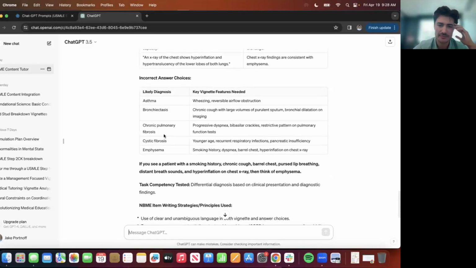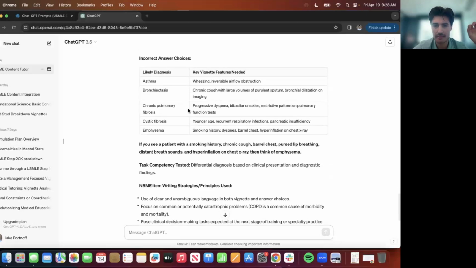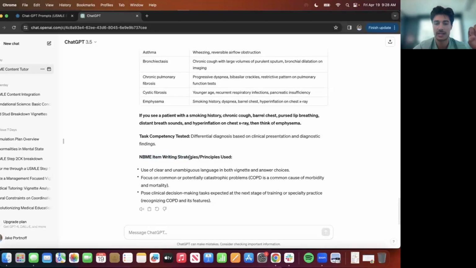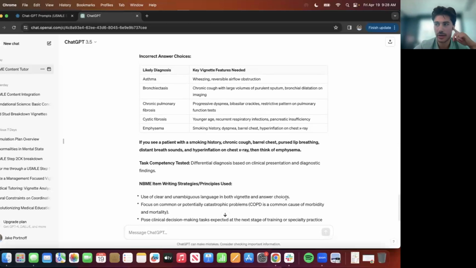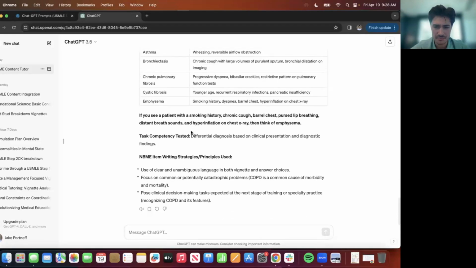So as you can see, it gives a nice summary as you go through this table, and hones in on some of the writing strategies and principles used, as well as the task competency tested for this vignette. And just a quick rapid review, guys: remember emphysema, we have our pan-acinar and our centro-acinar. Remember, smoke, hot air rises, so smoking is going to affect your upper lobes, whereas something like alpha-1 antitrypsin deficiency is going to cause effects in the lower lobes, which is your pan-acinar emphysema.